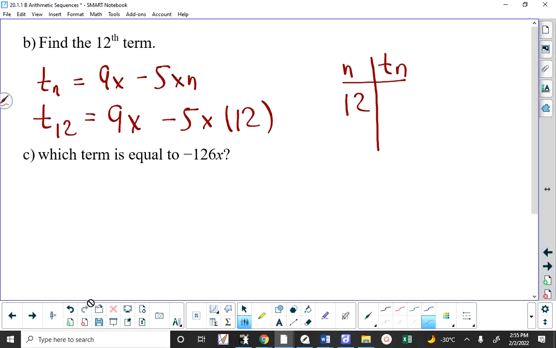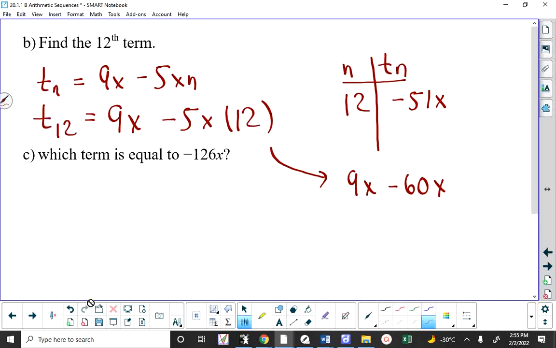5 times 12, is that better? We're okay now? I apologize for that. 5 times 12 is 60, is it not? So rather than writing 5 times x times 12, I can write 60 times x, which means we get 9x minus 60x. Well, 9 minus 60 is negative 51. So 9x minus 60x is negative 51x. Any questions with B?